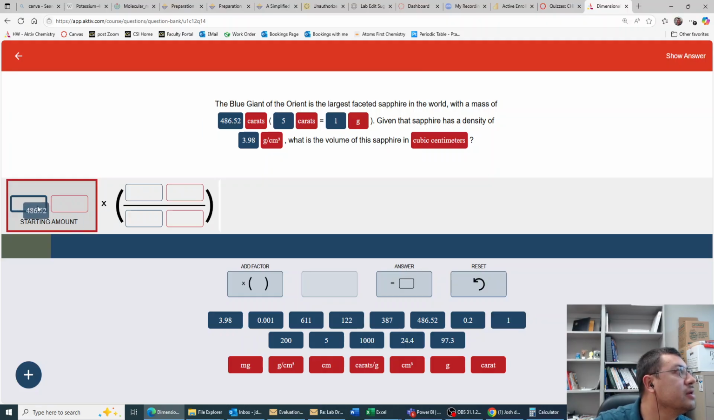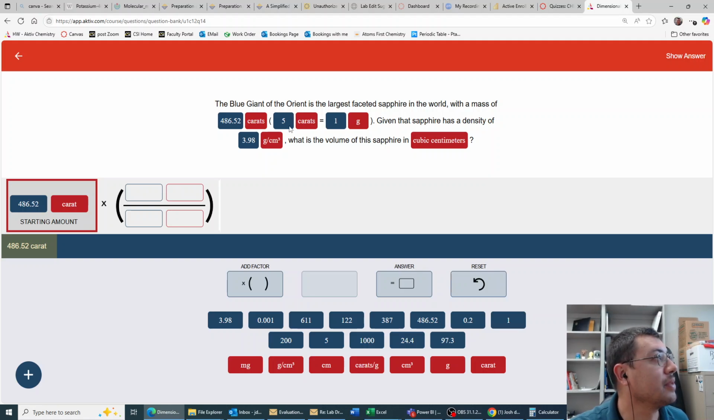All right, there it is. So I like to click and drag from the problem statement. Carats. 5 carats is 1 gram. That's one of those things I don't remember. I'm not a gemologist. But thankfully they provide that. So in order to use this density involving grams and cubic centimeters, I can't be in carats. So I need to get out of carats as soon as possible.